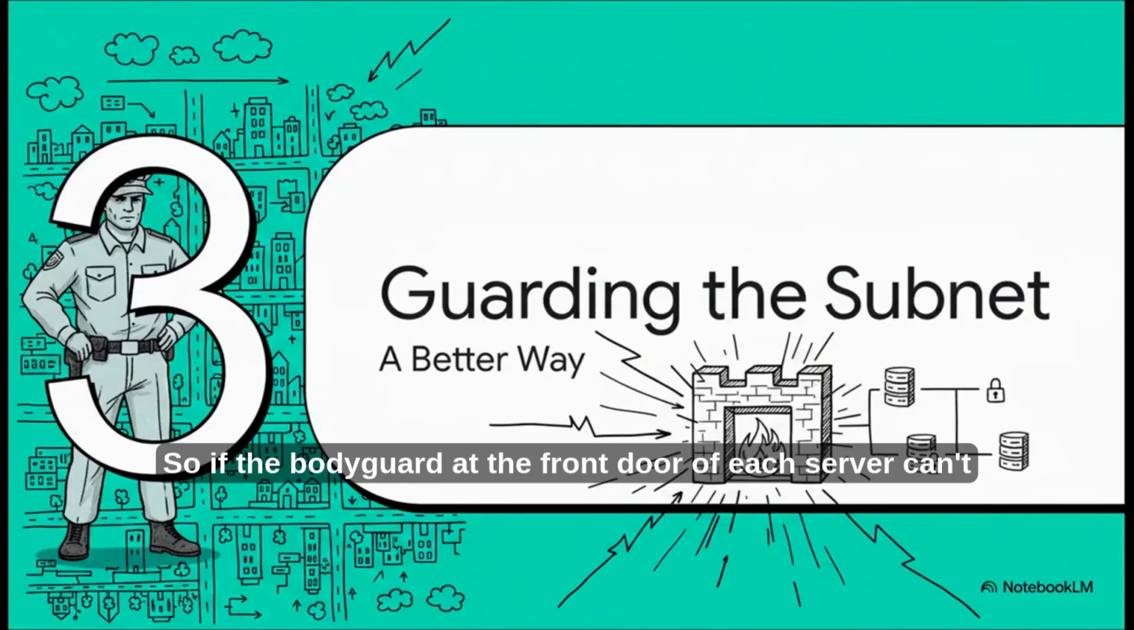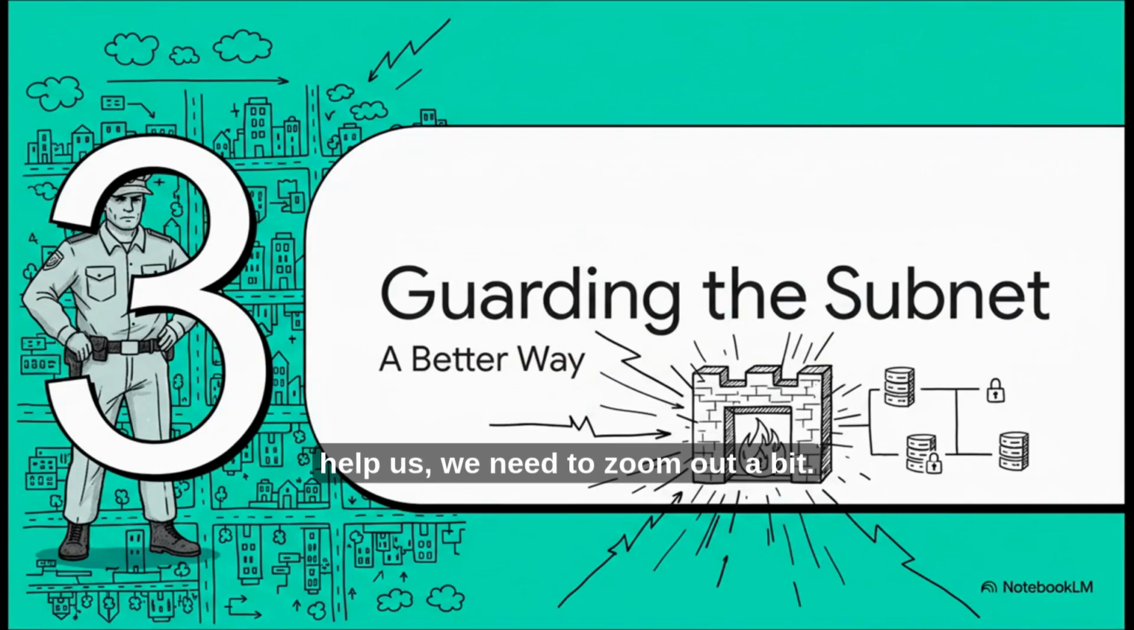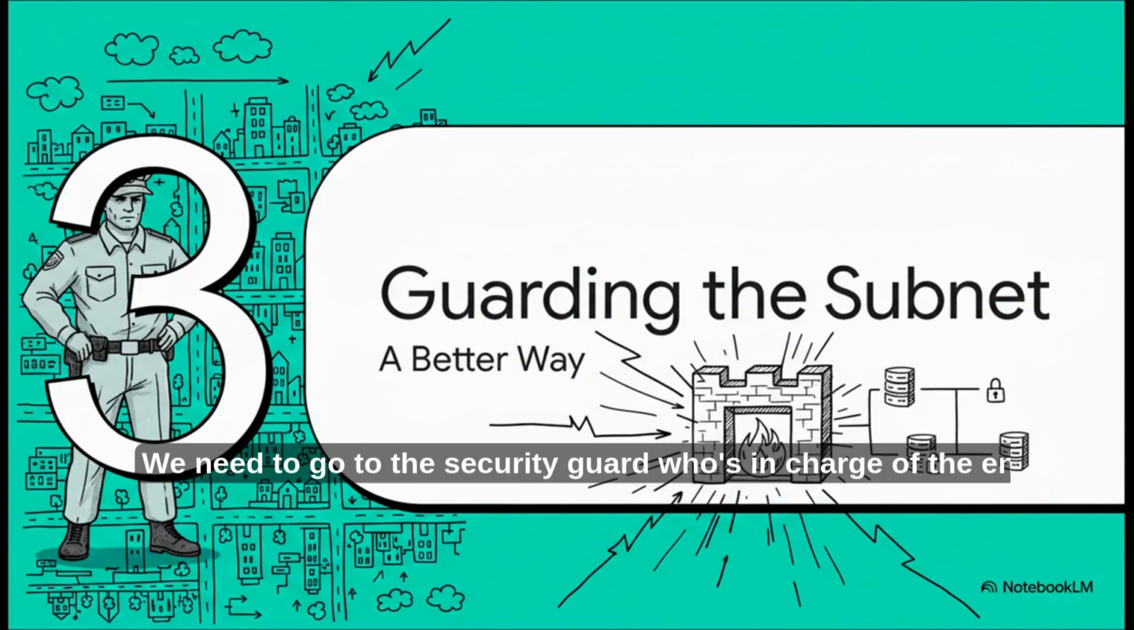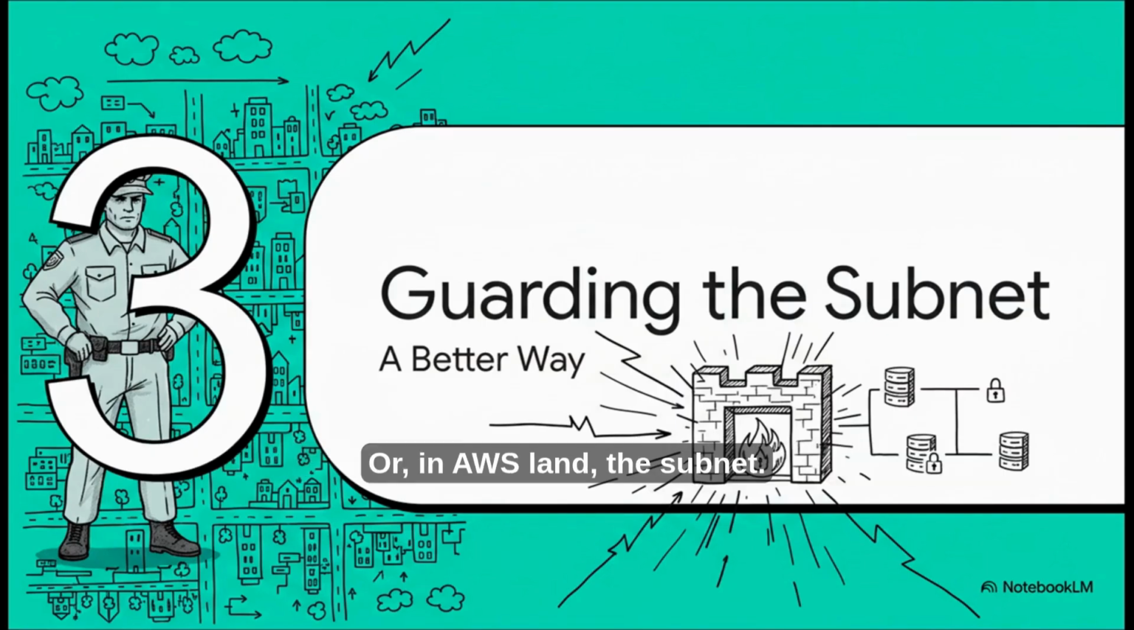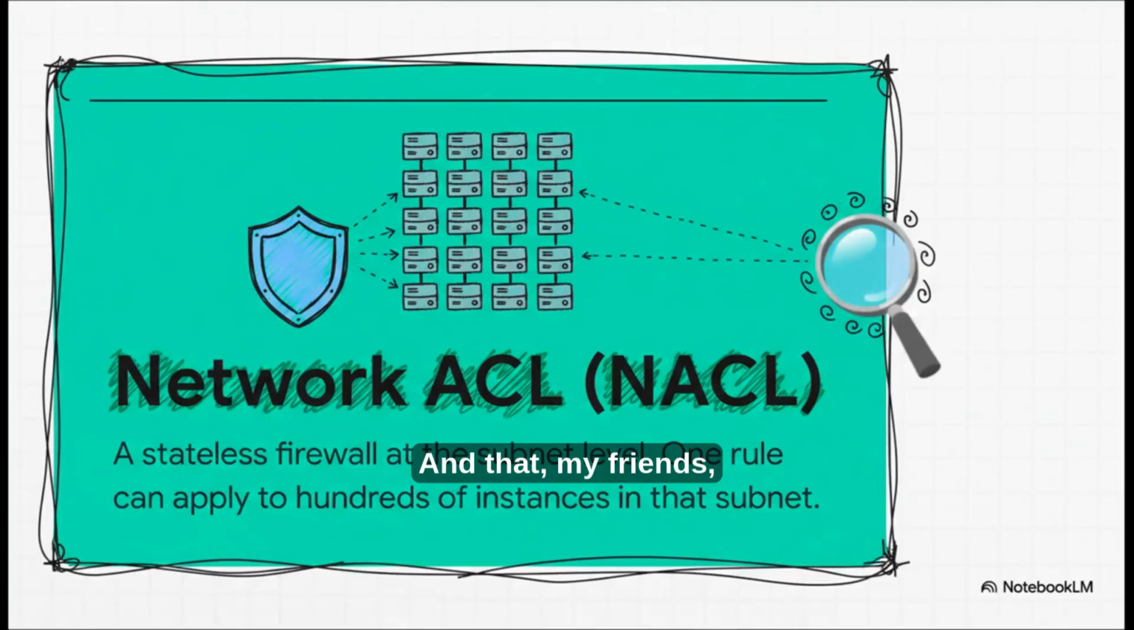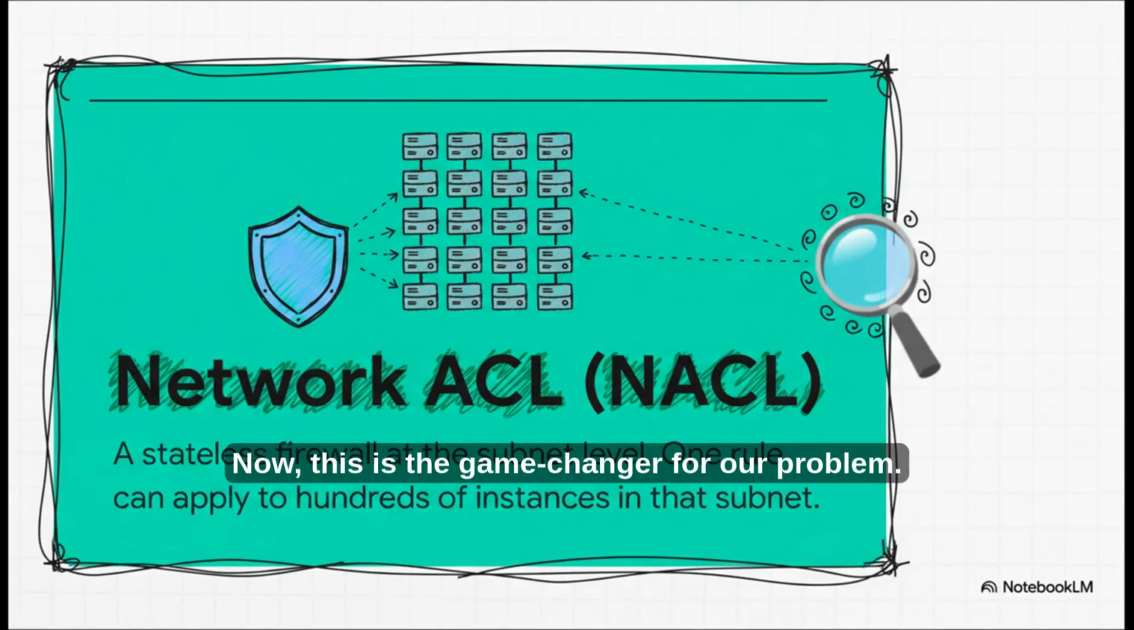So if the bodyguard at the front door of each server can't help us, we need to zoom out a bit. We need to go to the security guard who's in charge of the entire neighborhood, or in AWS land, the entire subnet. And that, my friends, is the Network Access Control List, or as everyone calls it, the NACL. Now this is the game changer for our problem. See, it doesn't care about individual instances, it works at the subnet level. And that means one single rule can protect every single one of those 500 servers as long as they're in that same subnet.